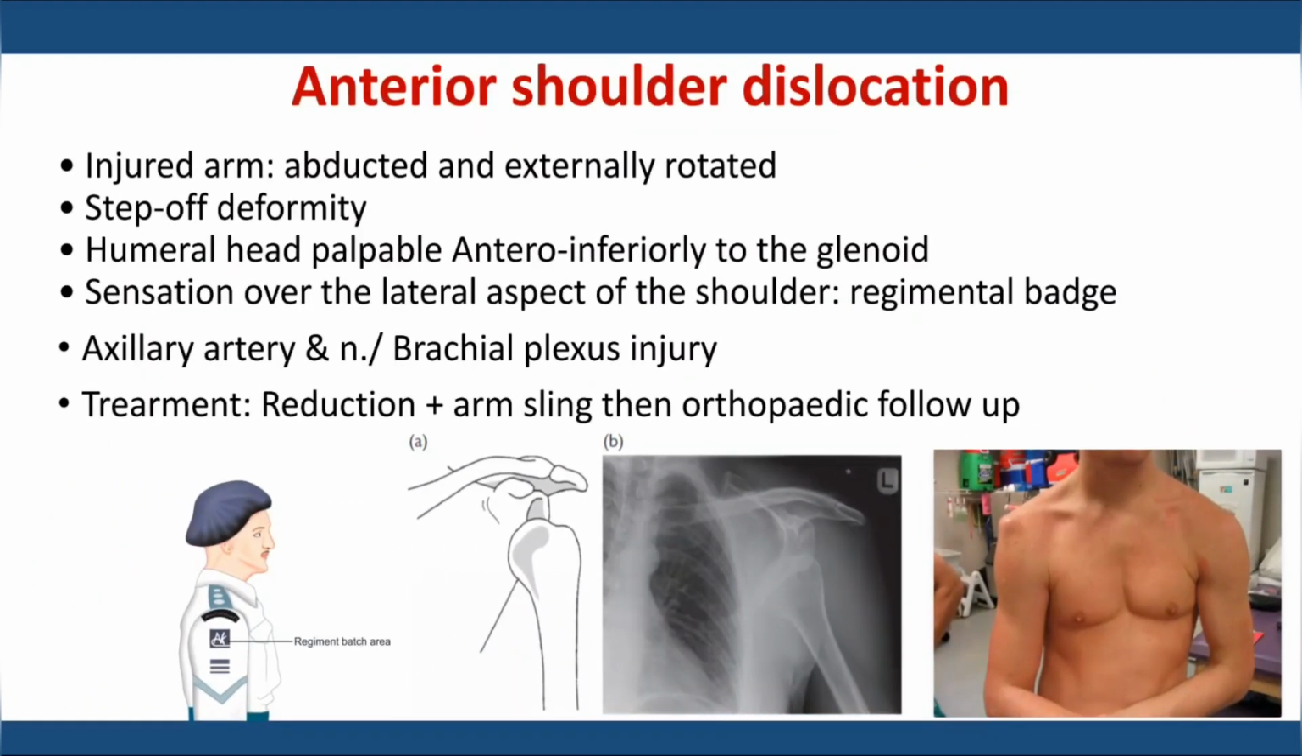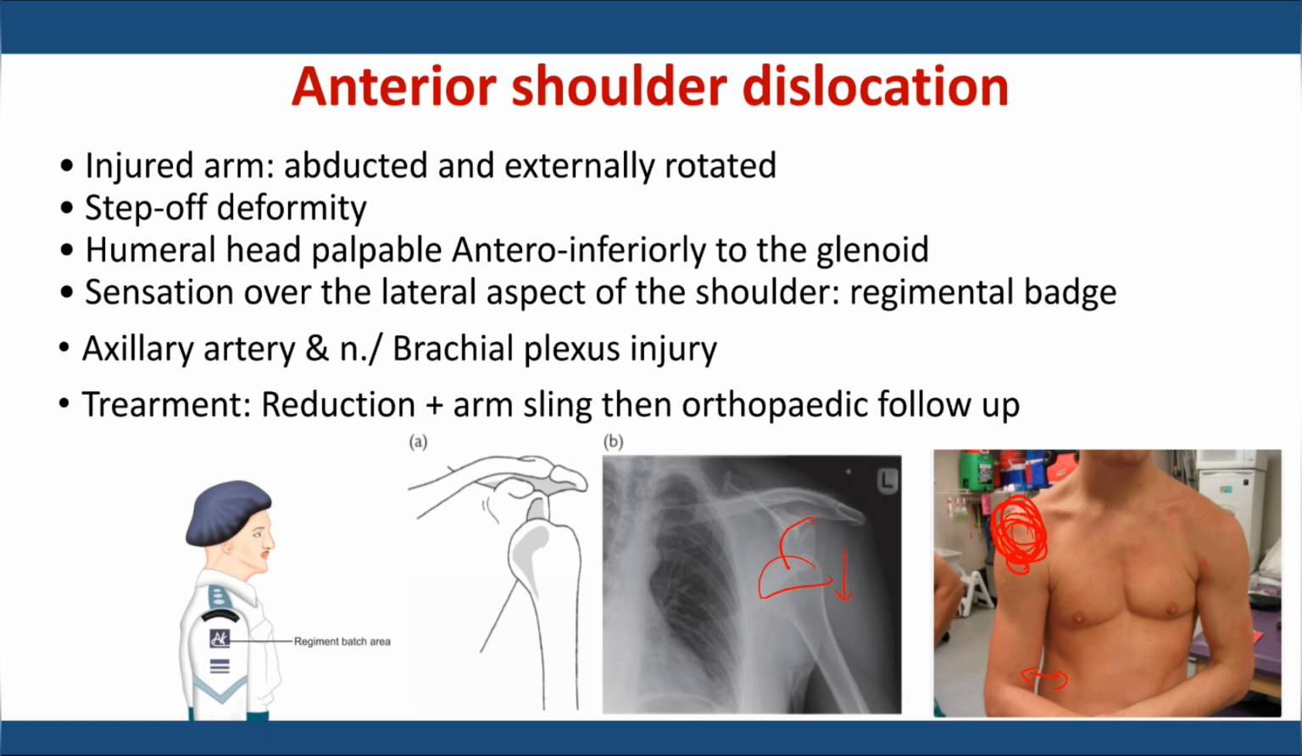Anterior shoulder dislocation is very common. The injured arm is abducted, so the patient will have some abduction of the arm and external rotation. There is a step deformity in which you do not feel the head of the humerus. The humeral head may be palpated anterior-inferiorly, because it goes inferiorly to the glenoid. This is the glenoid, so it goes inferiorly.